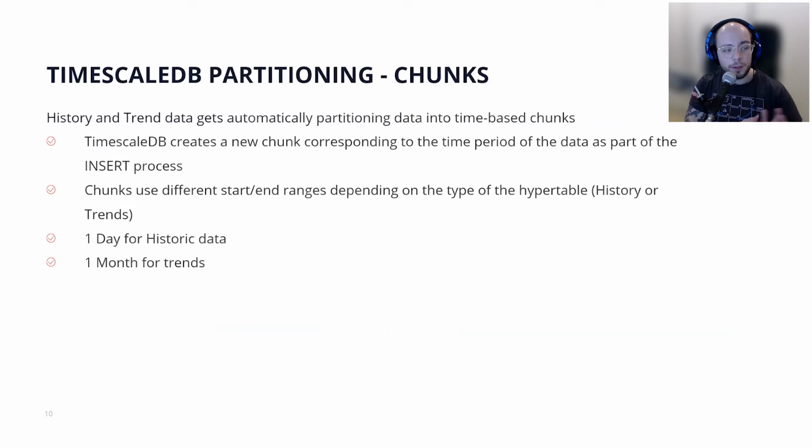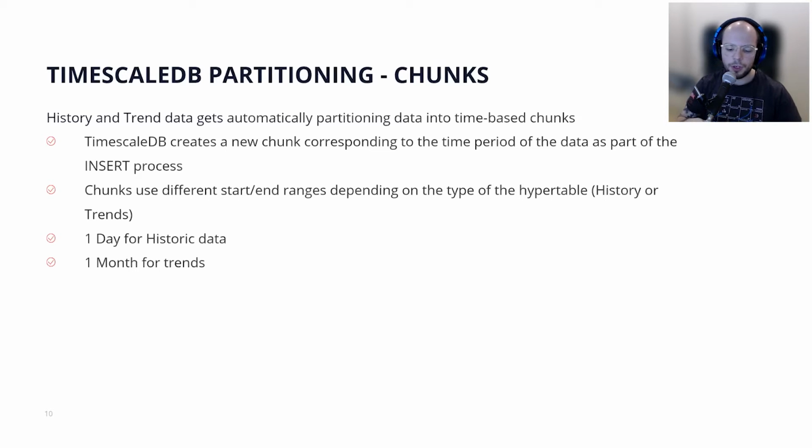All right, so chunks, the magic word. Think of them as partitions. History and trend data gets automatically stored into these time-based chunks, so they have time ranges, similar to how partitions can be created, maybe for those coming from the world of MySQL or those who used partitioning on Postgres before Timescale via scripts. So TimescaleDB creates a new chunk with the corresponding time period, depending on the data that we receive as part of the insert process.